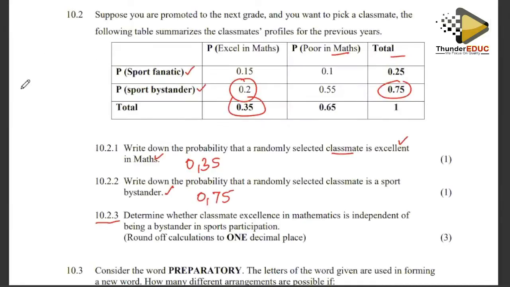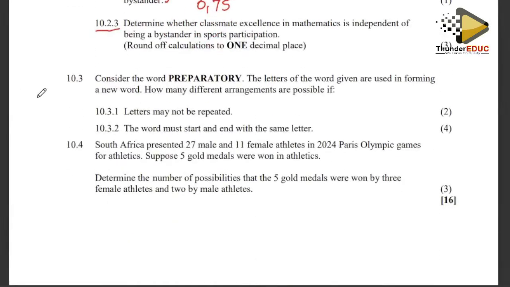Then now 10.3, if we have this word preparatory, the letters are used to form new words. How many different arrangements are possible if letters may not be repeated? Okay, so if we are not repeating any letters, how many letters do we have? It's 1, 2, 3, 4, 5, 6, 7, 8, 9, 10, 11. So we're going to say that 11 factorial.